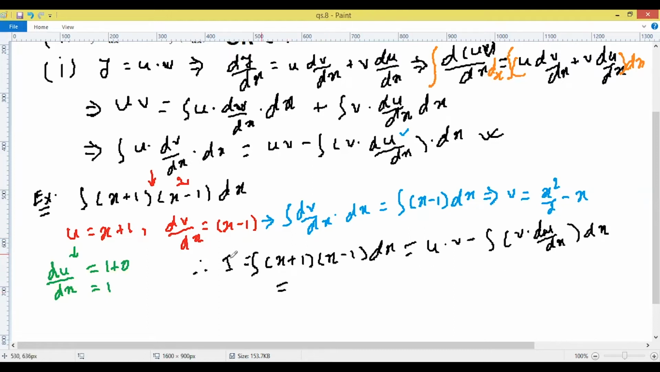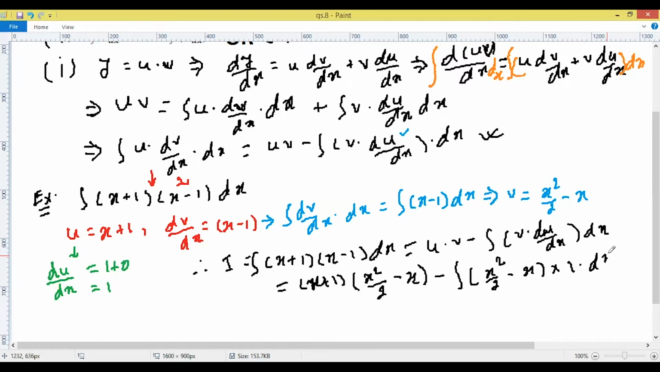Okay, so u means we have x plus 1, and v we have already seen here, this is x squared by 2 minus x. So we put the terms for u and v both, minus now v is again here x squared by 2 minus x. All right, and for du by dx, we have just seen it is 1, so we put here 1, and then this is dx, and finally we have what we have actually.